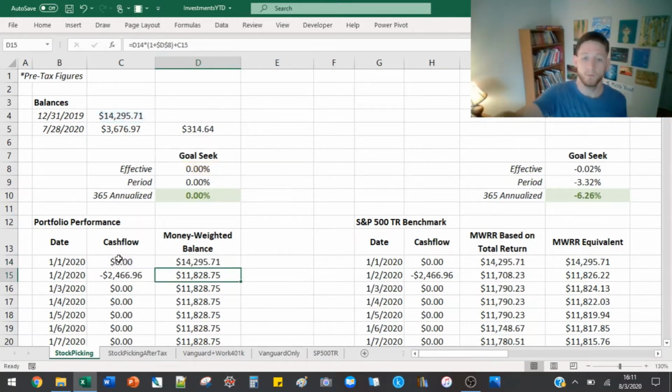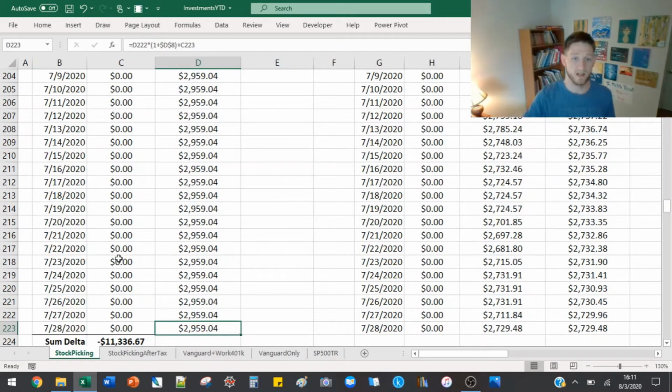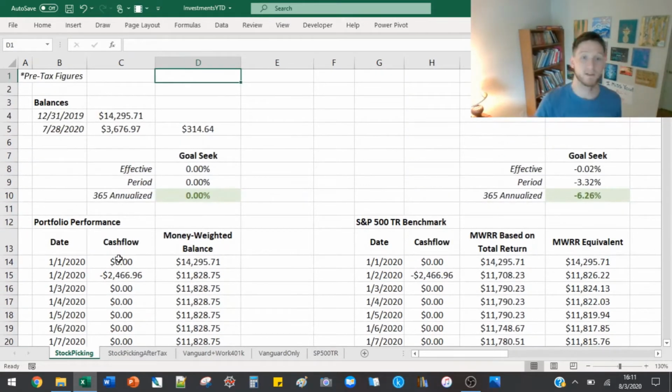So we follow that formula all the way down, and we notice that if I had a 0% return year to date, then my ending balance would be $2,959.04. Considering the fact that my ending balance is now $3,676.97, that means I did better than 0%, which is good.